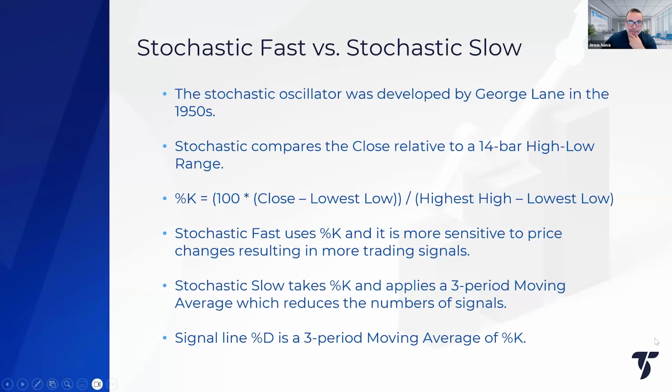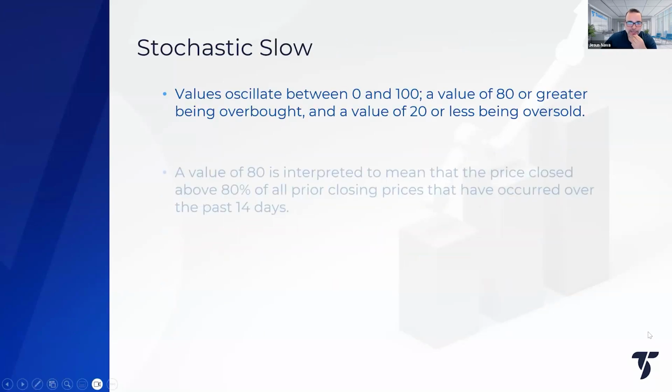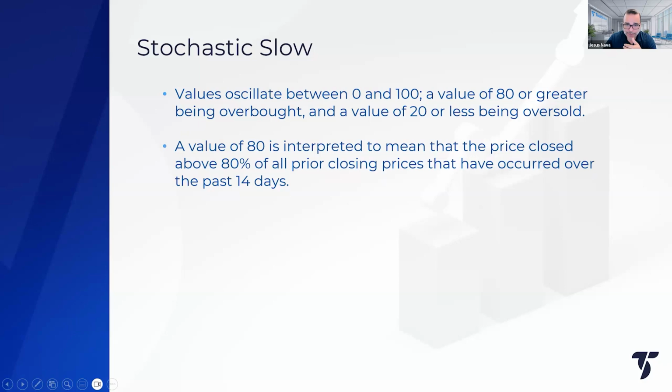So let's go ahead and take a look at a little bit more about the stochastic. Values are going to oscillate between 0 and 100. This is the same for all three indicators: stochastics, RSI, and percent R. A value of 80 or greater is overbought, and a value of 20 or less is oversold. In this PowerPoint, you're going to find a lot of the information is repetitive because of the similarity between these three studies. We're going to just make it quick.